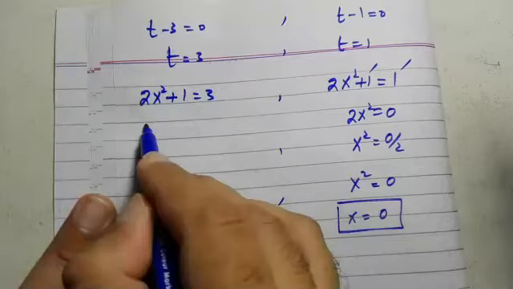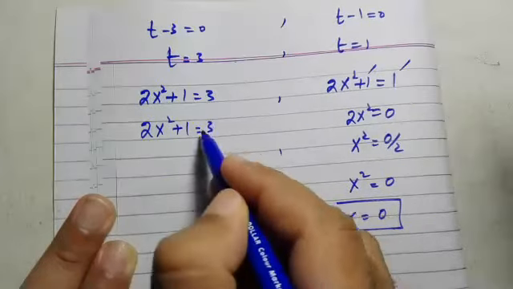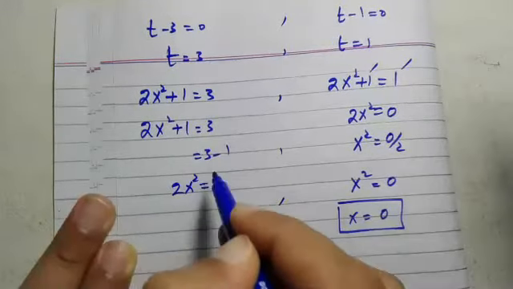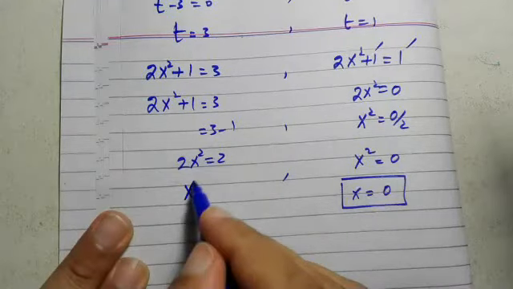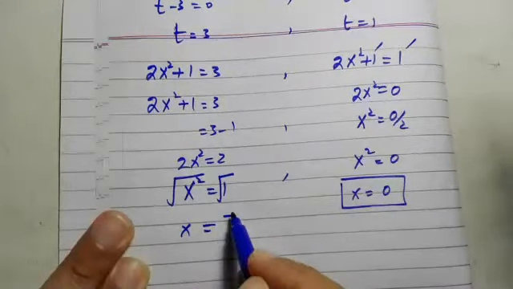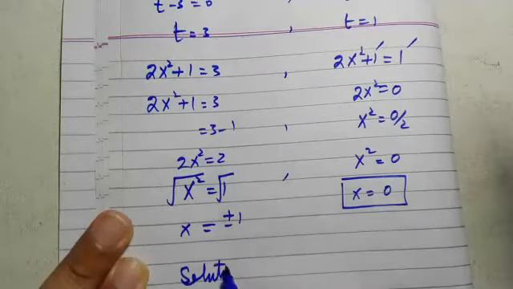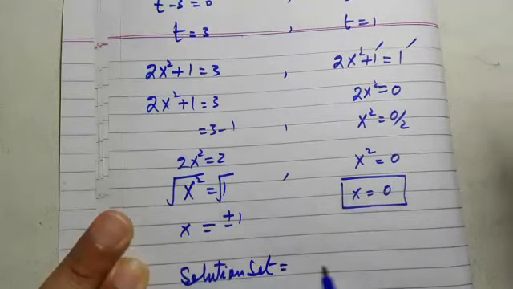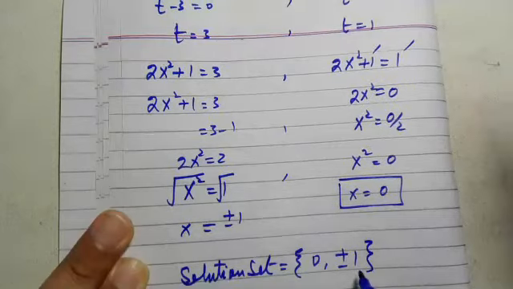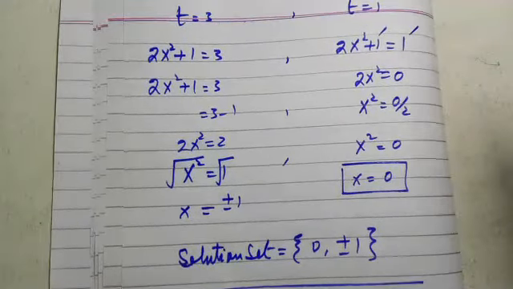Similarly, for the other side, 2x square plus 1 equals 3, we shift 1 to the other side, this will become 2x square equals 2, and x square will become equal to 1. Once you take the square root, it will become plus minus 1. So we will write the solution set that contains 0 and plus minus 1, 3 answers will be there. This is how you will finish the question. Ask me if you want to ask about this type of question.